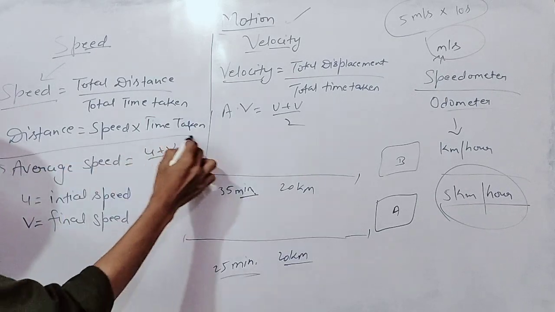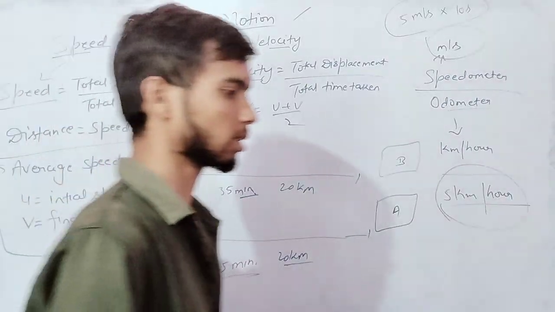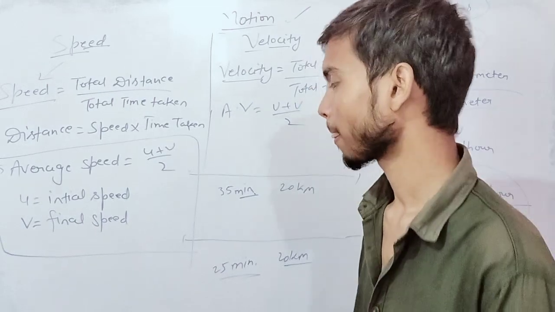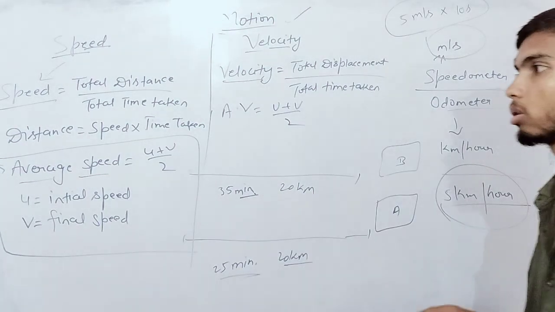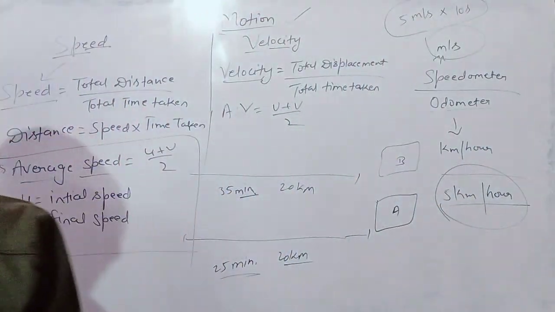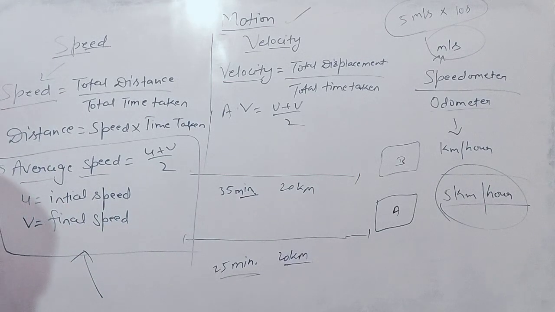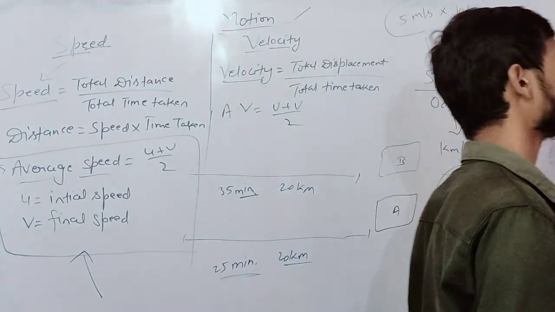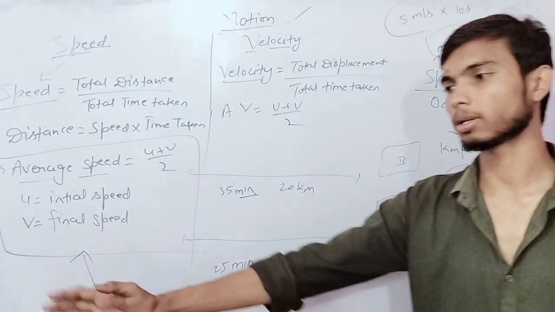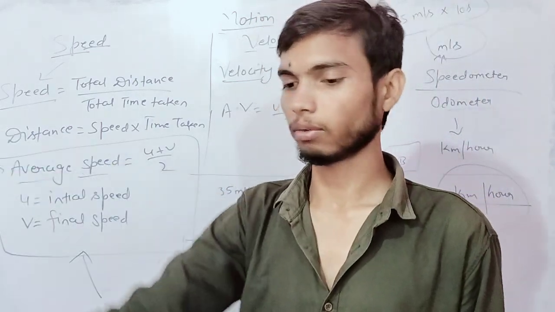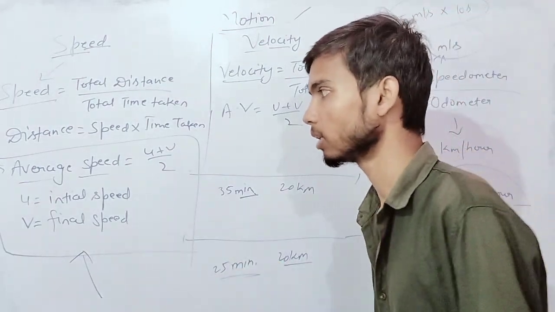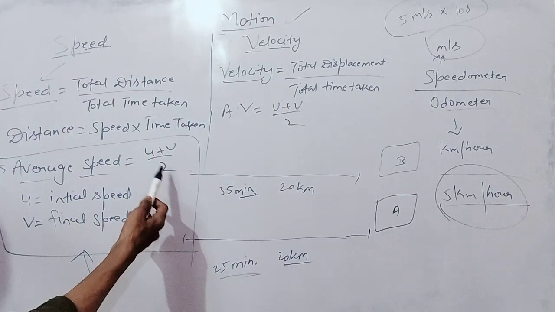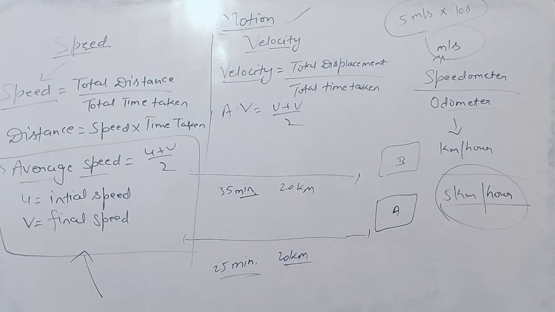We will use this formula when speed is increasing or decreasing. In our daily life, it happens that we increase the speed of our vehicle, and we decrease the speed of our vehicle accordingly. Sometimes somebody comes in front of our vehicle, then we decrease the speed. Yes, it happens or not? That's why we calculate average speed. That's why here we took initial speed and final speed.